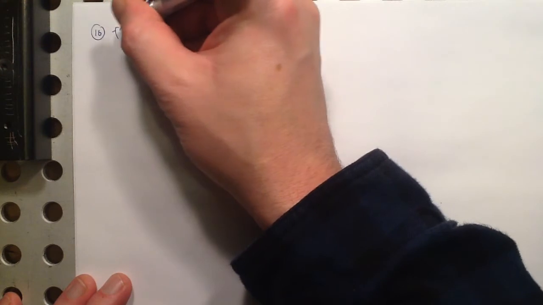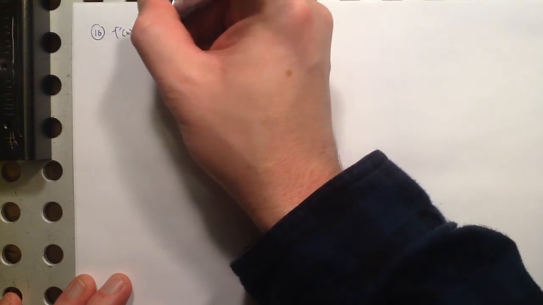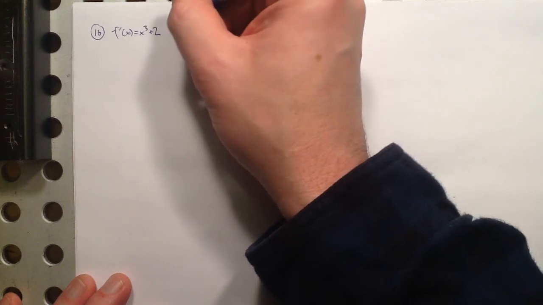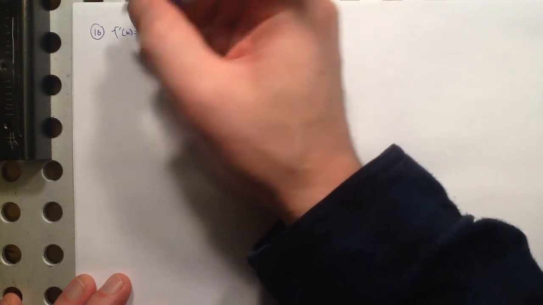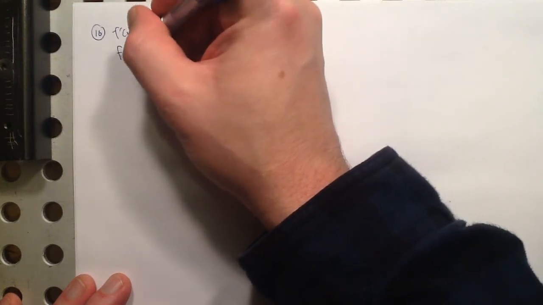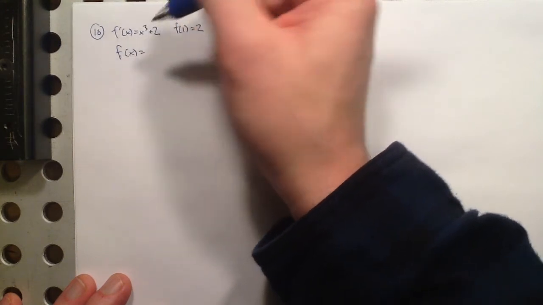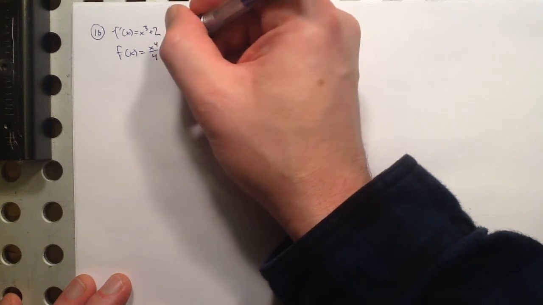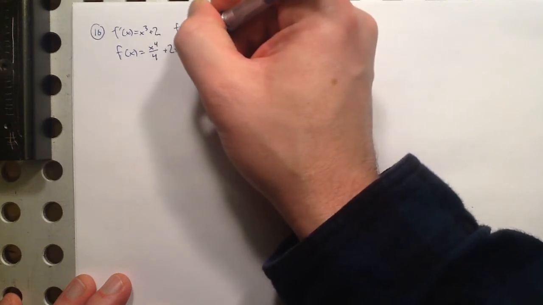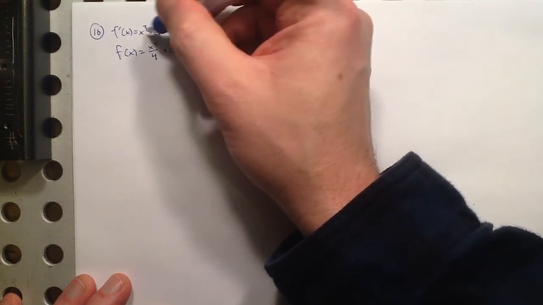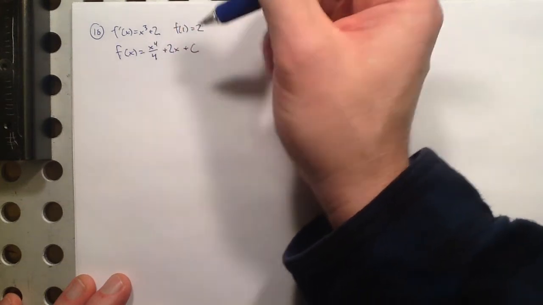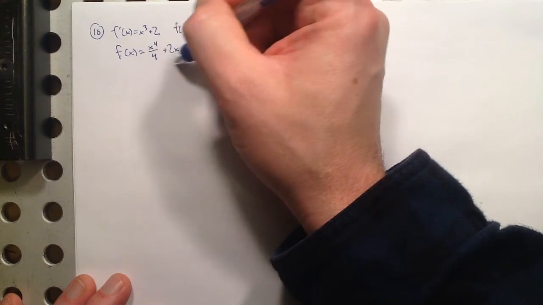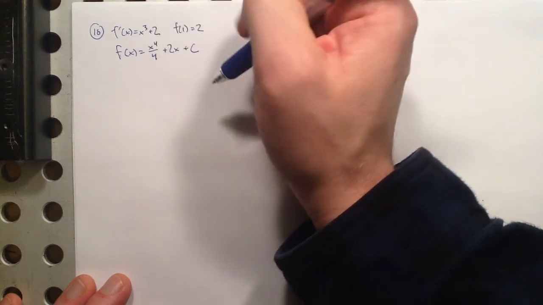we have f prime of x is equal to x cubed plus 2, and f of 1 is equal to 2. If the derivative is x cubed plus 2, the antiderivative is x to the 4th over 4 plus 2x plus c. Right? Just take the antiderivatives piece by piece. You can check that. Just kind of mentally take the derivative of this. Make sure you get that.